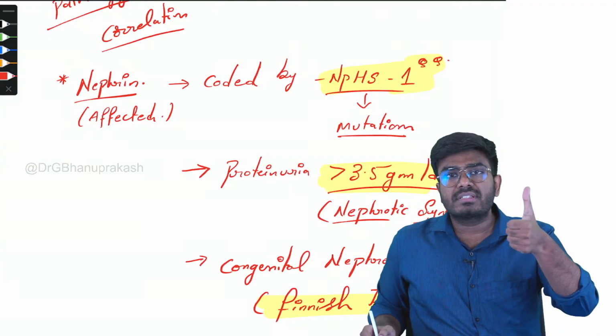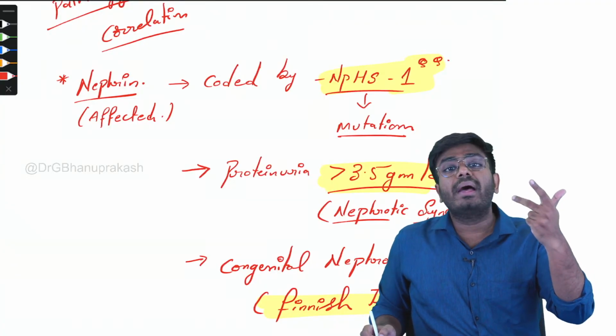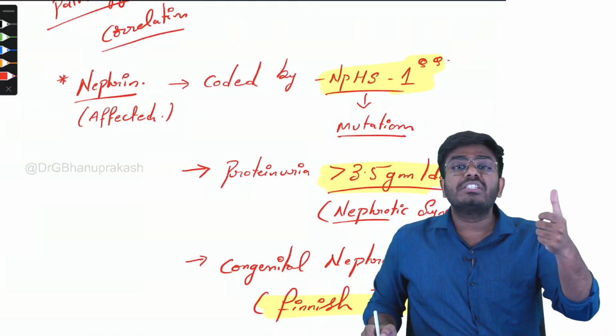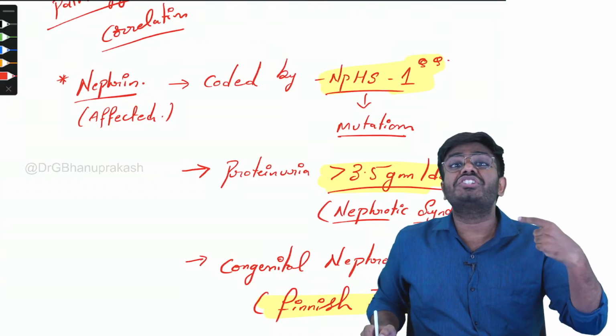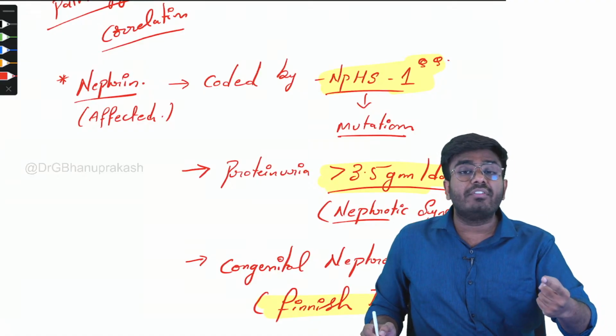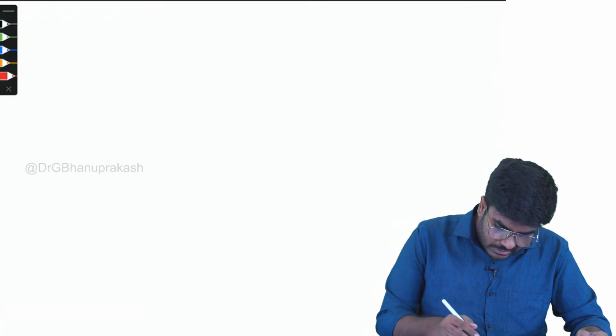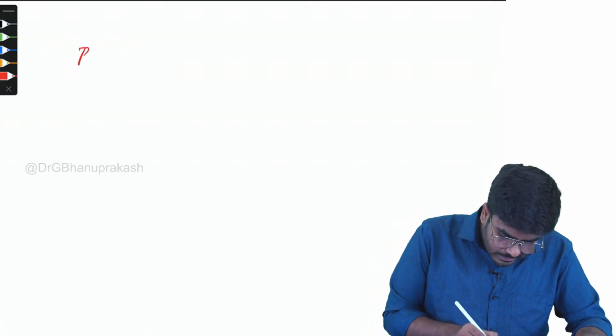It's a part of the slit diaphragm. It is coded by the NPHS1 gene. Mutation will cause congenital nephrotic syndrome of Finnish type. It can be easily treated with steroids. Now, let's talk about podocin.